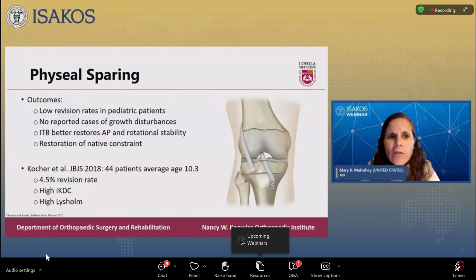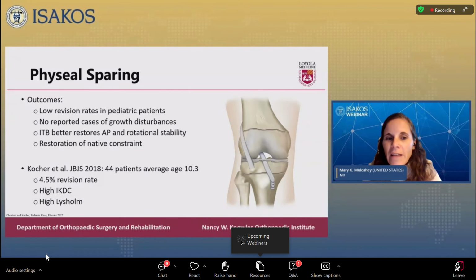Looking at outcomes and physeal sparing techniques, there's a low revision rate in our pediatric patients. There are no reported cases of, or very limited reported cases of growth disturbance. IT band overall restores better AP and rotational stability and helps restore the native constraint of the ACL.